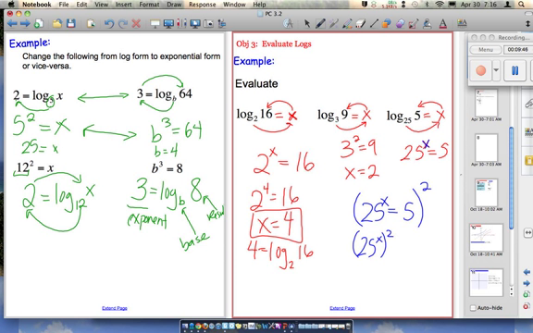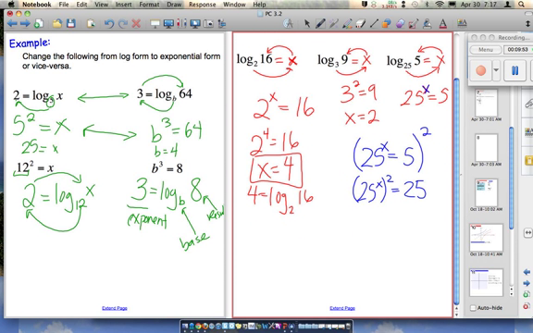25 to the x, squared, equals 25. I can use my understanding of exponents here to rewrite this as 25 to the 2x, because when I'm taking a power of an exponent, I multiply the two powers. 25 to the 2x equals 25, and 25 on the right-hand side is to the first power. So 2x has to equal 1, because these powers have to be the same. I have the same number of 25s on both sides. So that means x is 1/2.